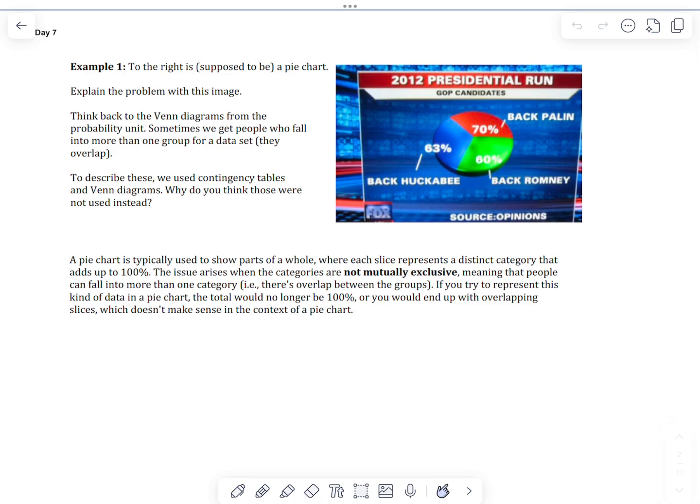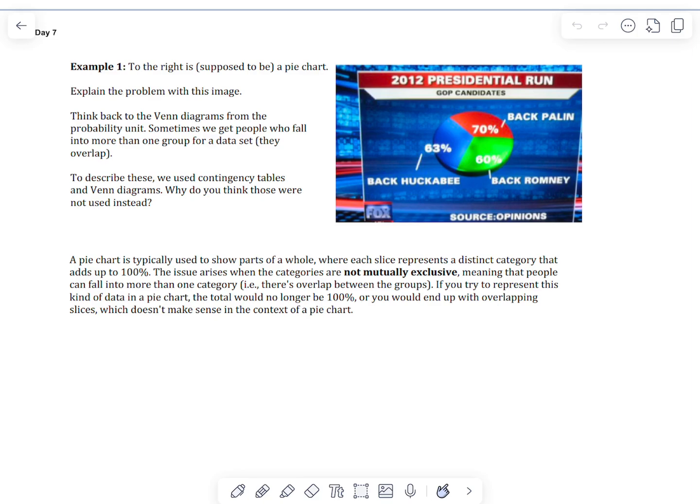So example 1, to the right is a supposed pie chart. So it's a snapshot of a TV show showing you the 2012 presidential run, and it shows you the source, who's the TV show, and then if we look at the pie chart, we're trying to figure out what might be an issue here.